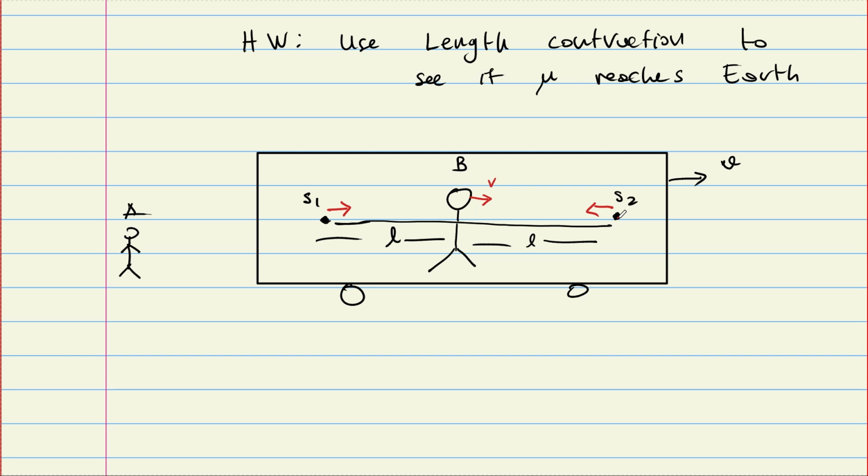The reason I ask this question is that B is moving in this direction, right? It is moving towards S2, but it's moving away from S1. So according to A, it looks as if S1 should reach later. Any objections to that? Anybody have any suggestions? Now the question, yes?